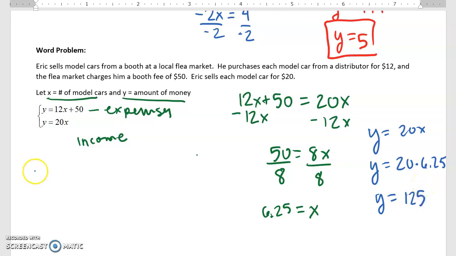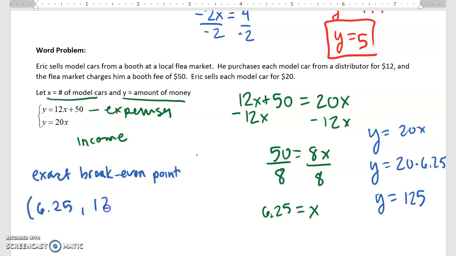So my exact break-even point is the point 6.25, 125. And so again, if Eric sells 6 1/4 model cars, he will make $125 and his expenses will equal $125. So that's his break-even point.